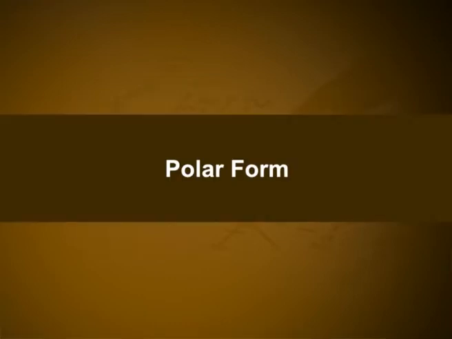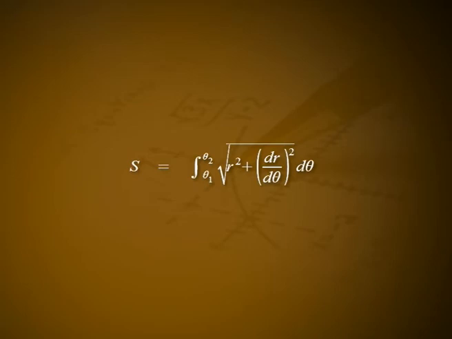Polar form. The length of the arc of the curve r is equal to f of theta included between 2 points whose vectorial angles are theta is equal to theta 1 and theta is equal to theta 2 is S is equal to integral from theta 1 to theta 2 square root of r square plus (dr by d theta) square d theta. Corollary 2.